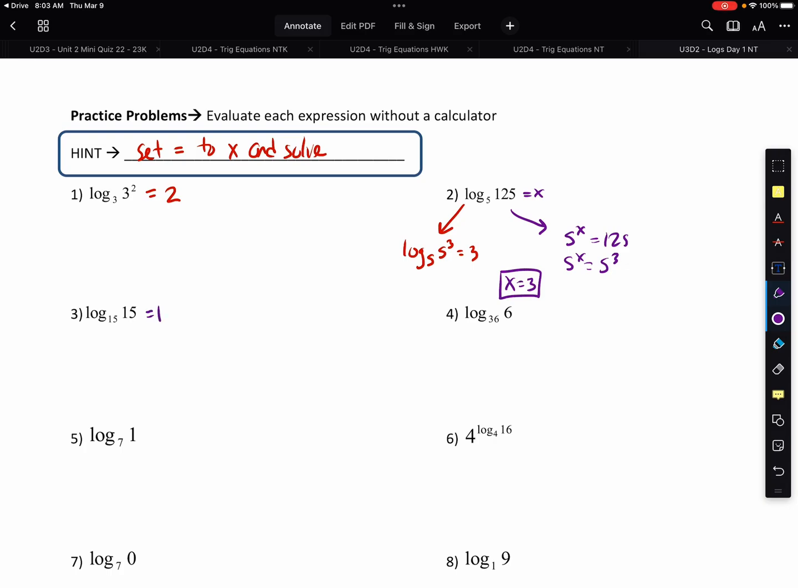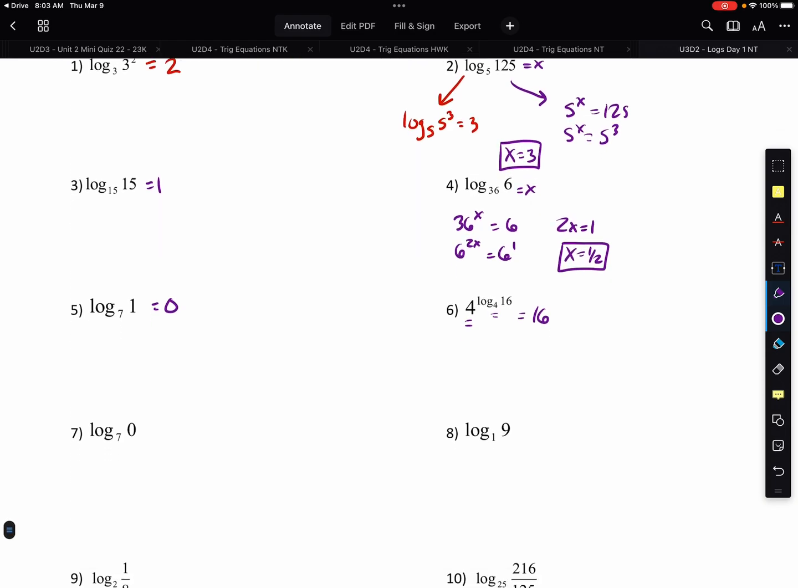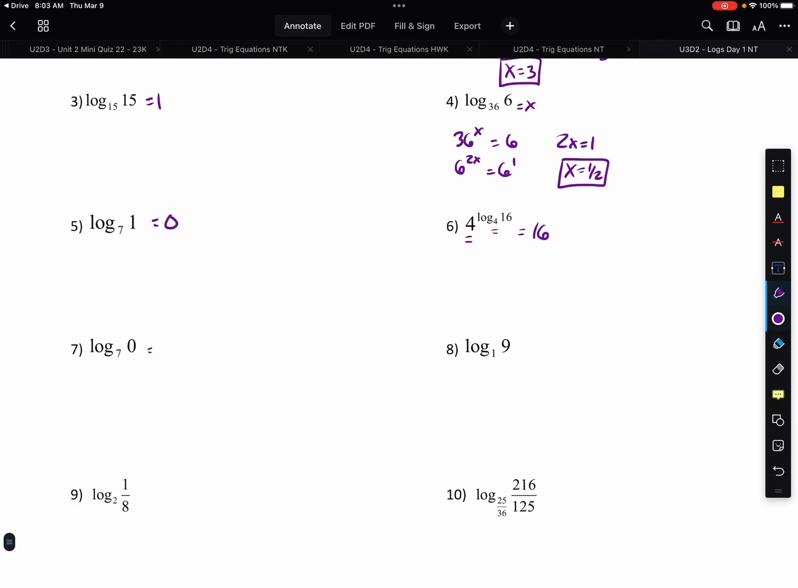All right, shortcut rules, same base, 1. If I'm not feeling this one, I got 36 to the x equals 6, 6 to the 2x equals 6 to the first, 2x equals 1, x equals a half. And think, the question is, 36 to what power is 6? 1/2. Argument is 1, 0. These two numbers are the same, 16. Oh, argument 0, no solution.